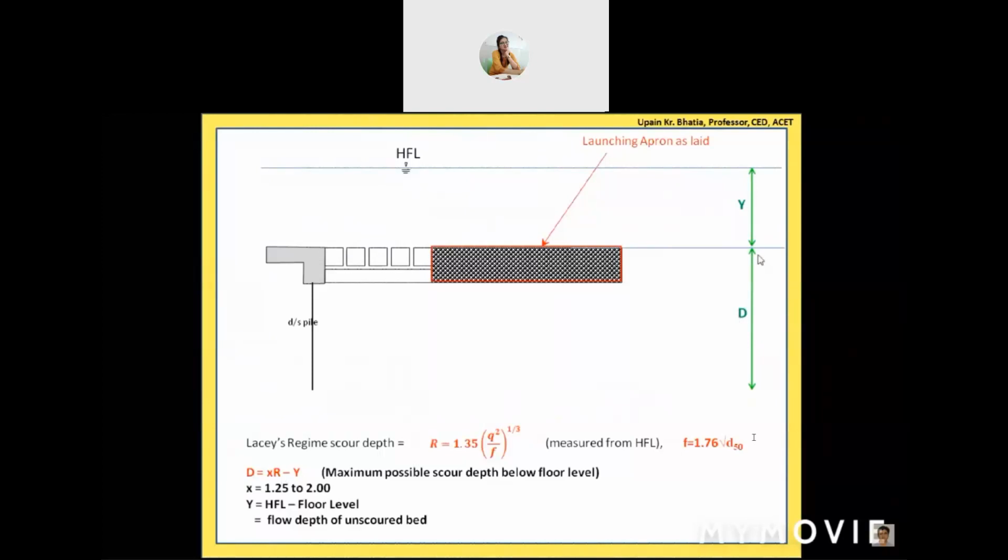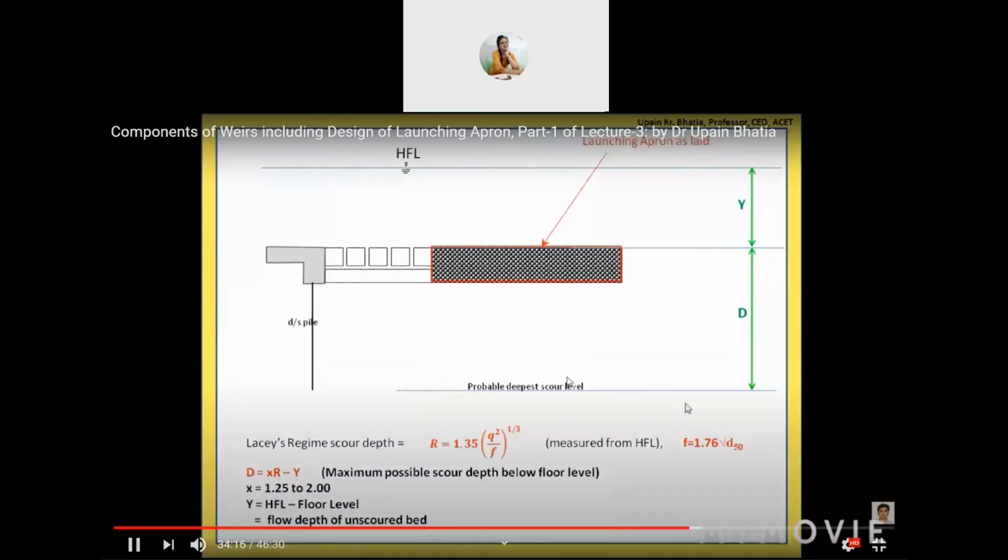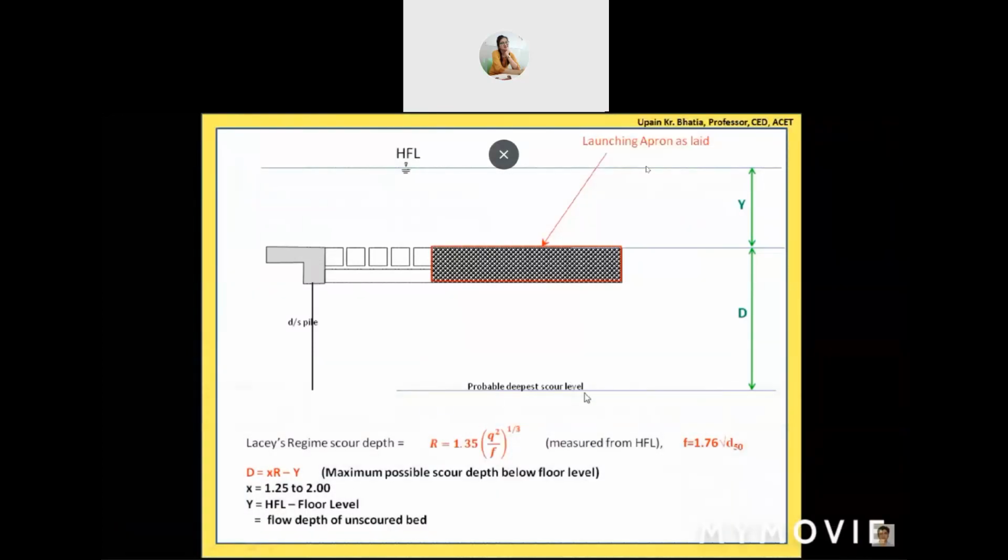So this D we have provided over here, that the bed level will go this much deep, up to this level. So this is the probable deepest scour level in the eventuality of the flood, when the design flood will come, according to Lacey's regime theory. It will have the tendency to move up to this level. So this bed level will go at the most up to this level, not beyond that. Under no circumstances will the bed level of the river go below this. So this is the probable deepest scour level.